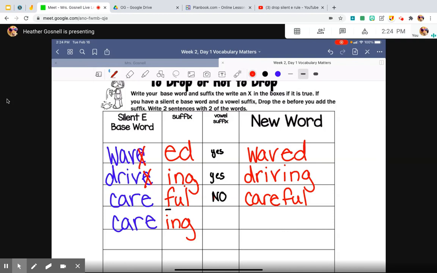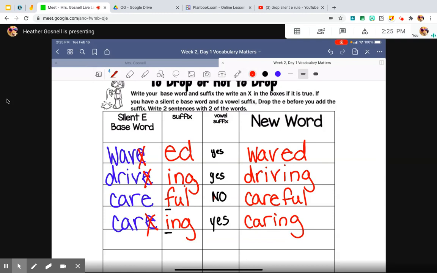What about caring? What if I wanted to make it caring instead of careful? Well, in this case, the suffix ing is a vowel suffix, meaning I have to drop that E before spelling it. So I would spell caring without the magic E.